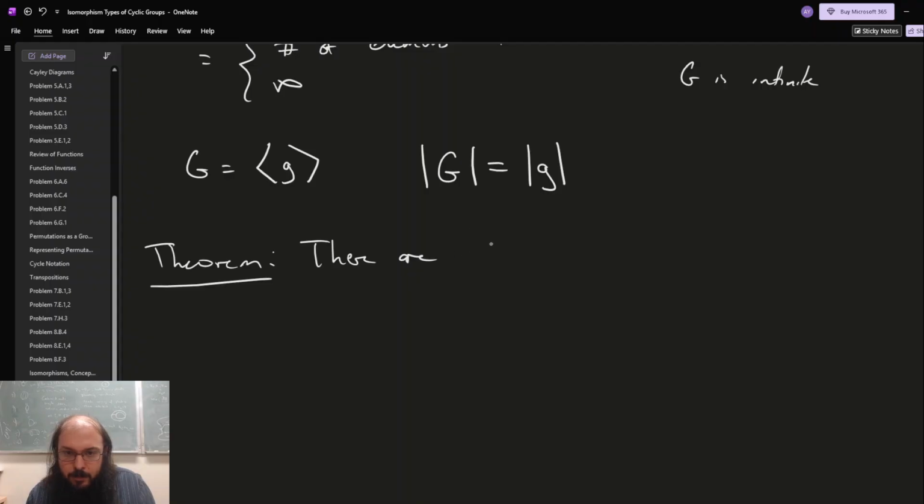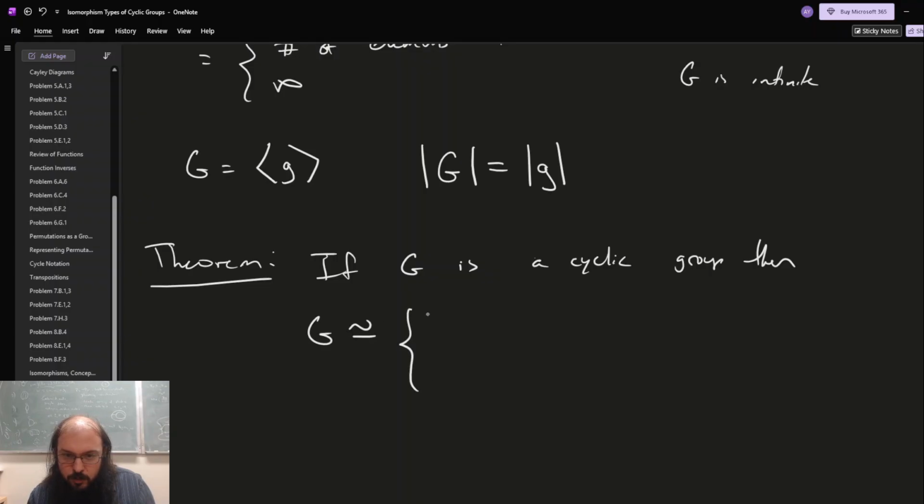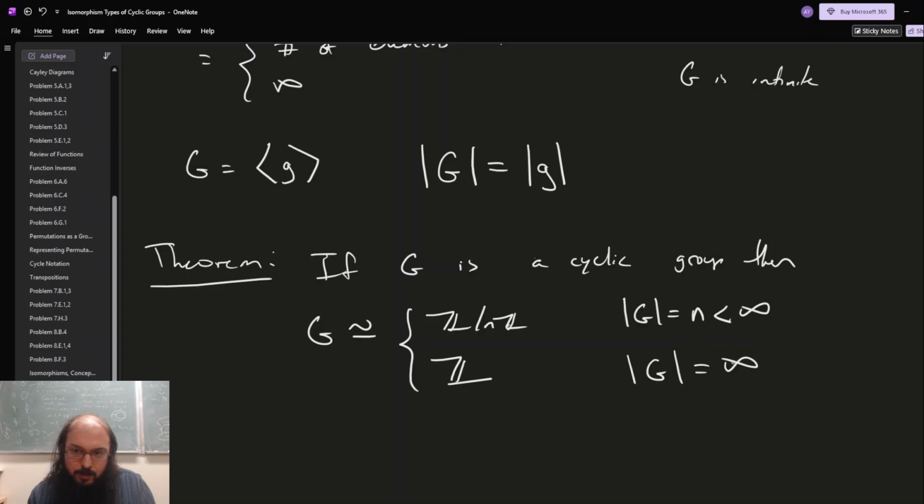How about we say it this way? If G is a cyclic group, then G is isomorphic to Z mod NZ when the order of G is n, some finite number, or Z itself when the order of G is infinity.